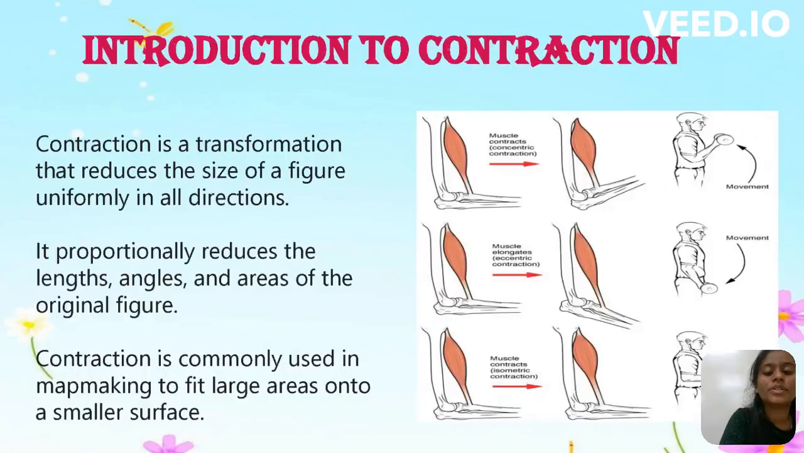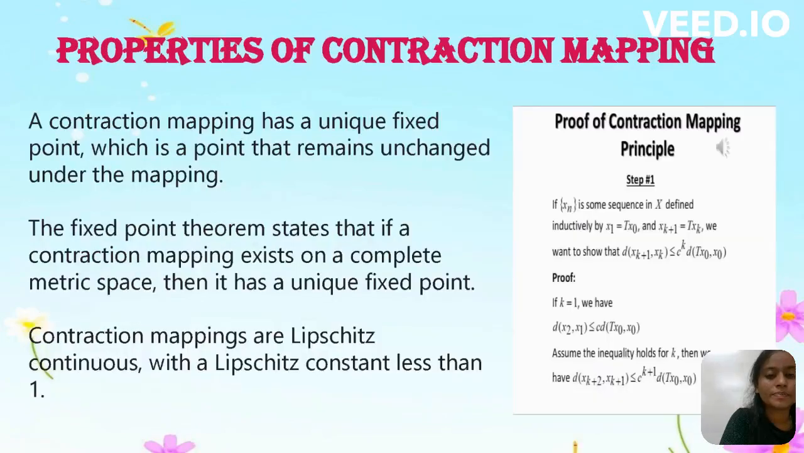Introduction to contraction. Contraction is a transformation that reduces the size of a figure uniformly in all directions. It proportionally reduces the length, angle, and area of the original figure. Contraction is commonly used in map making to fit large areas onto a smaller surface.